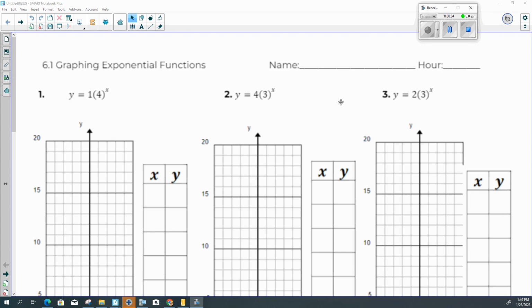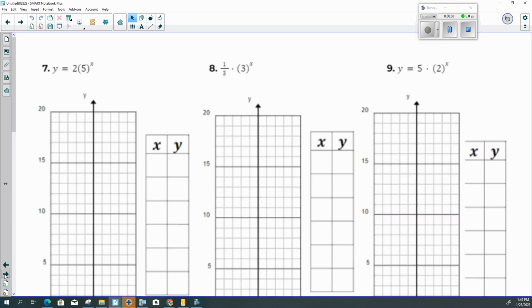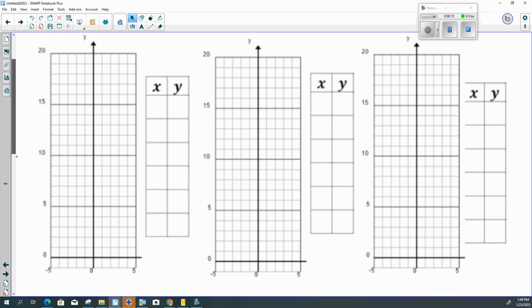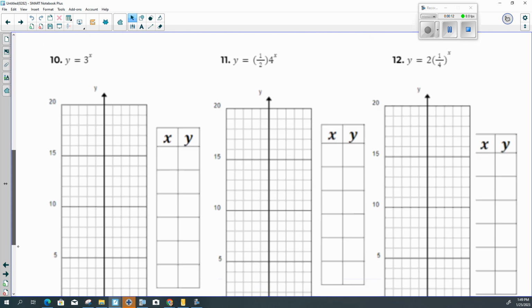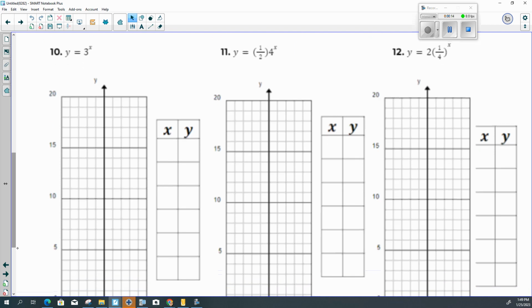Okay, so I think most of you were able to work on the front side, so I'm going to turn it over. If you don't have a graphing calculator, please go get one. We're going to start with these ones on the bottom of the back.